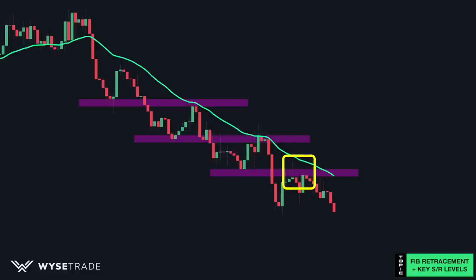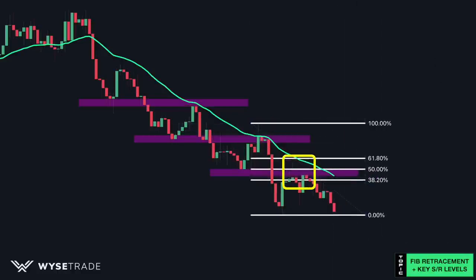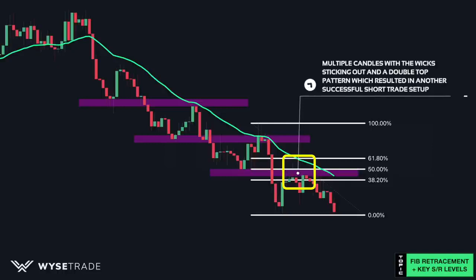Another short trade setup here. This is also where the 50% fib level lined up. You had multiple candles with the wicks sticking out and a double top pattern, all which shows a reaction and created another successful short trade. Let's show this again.